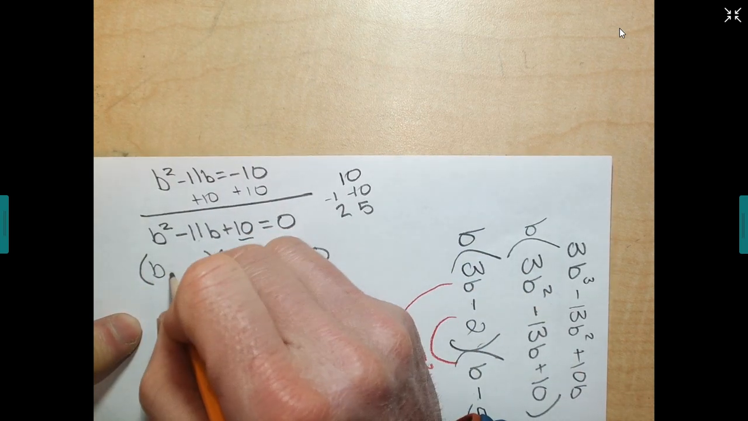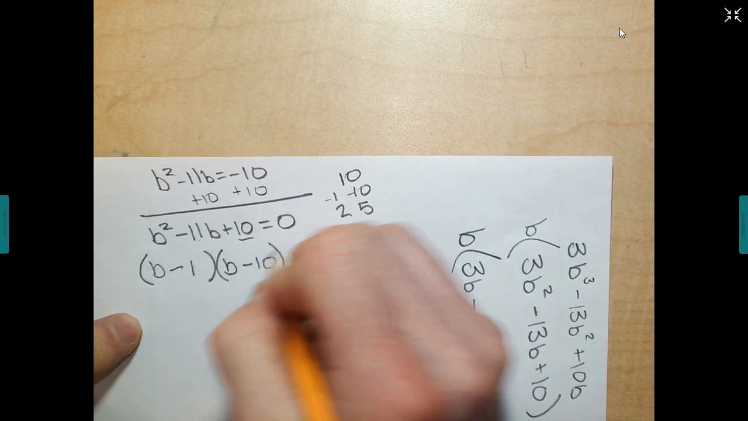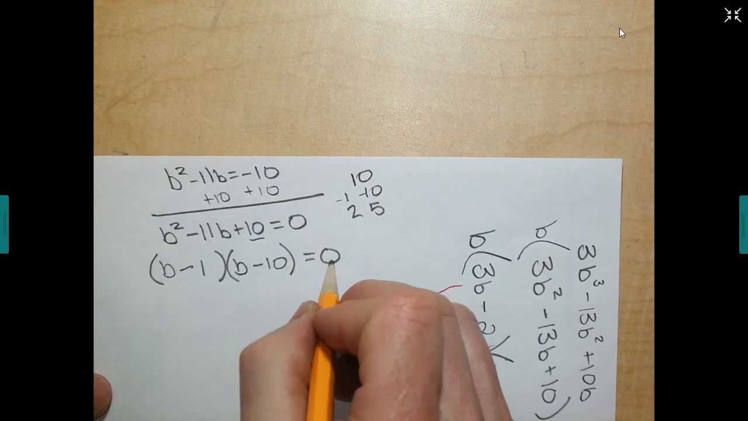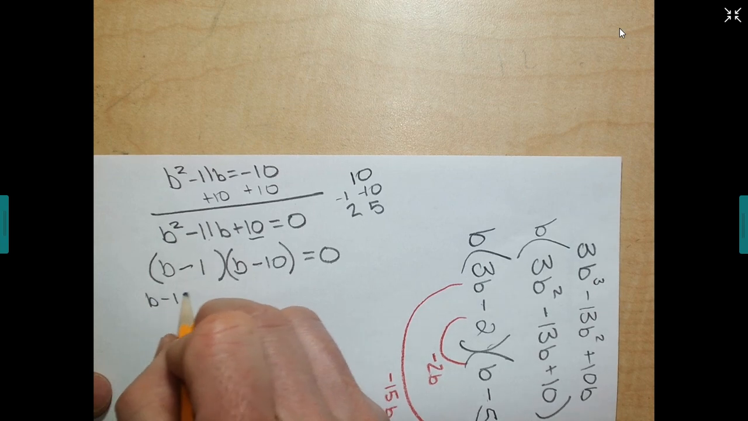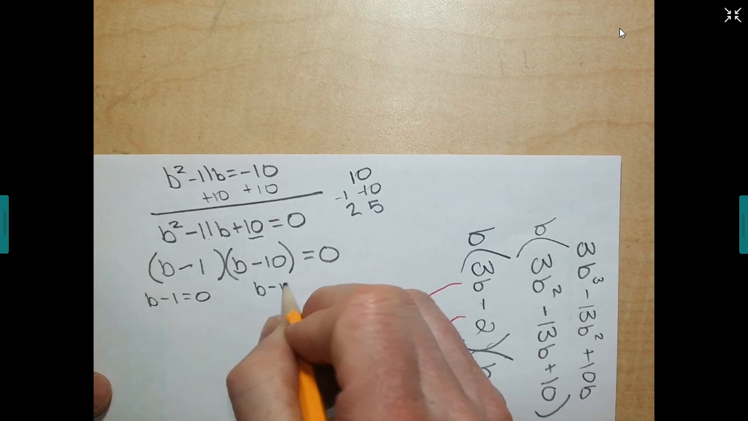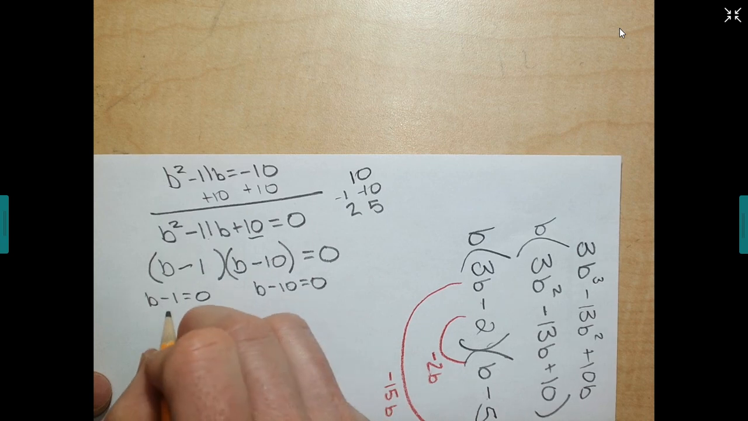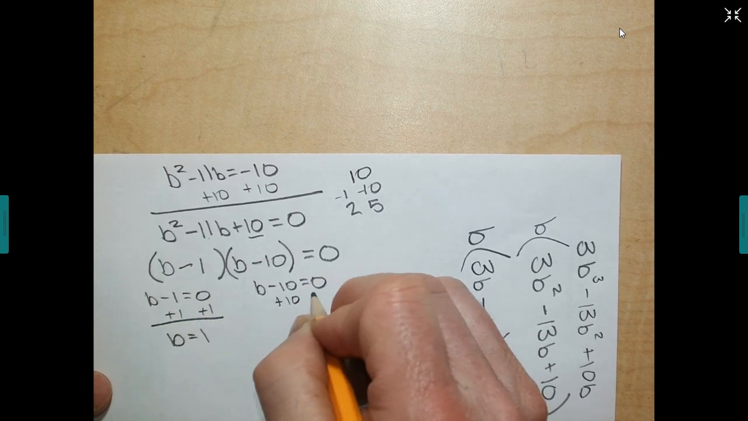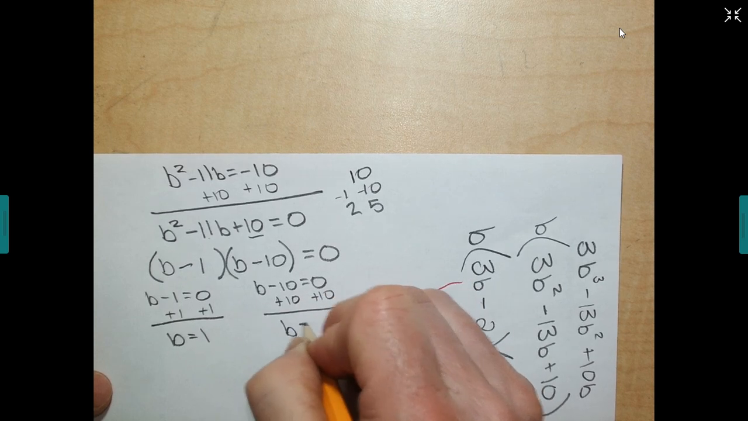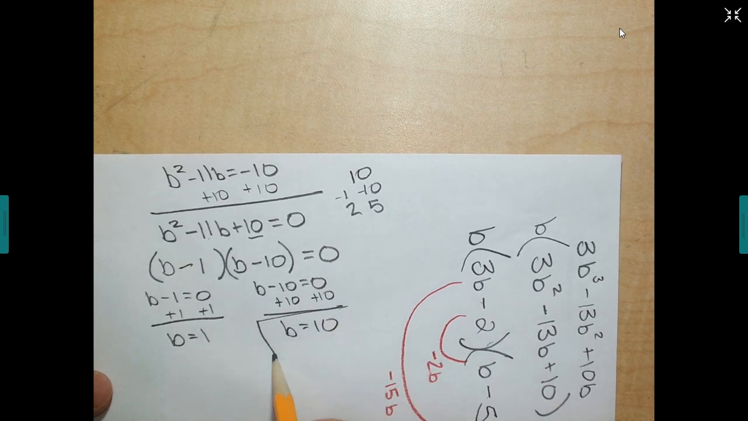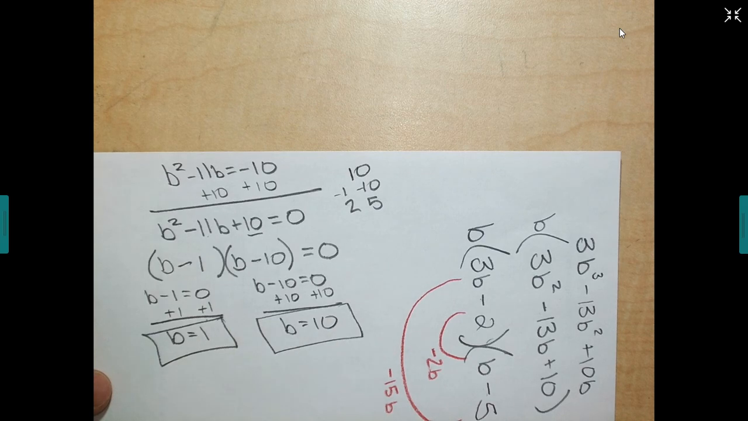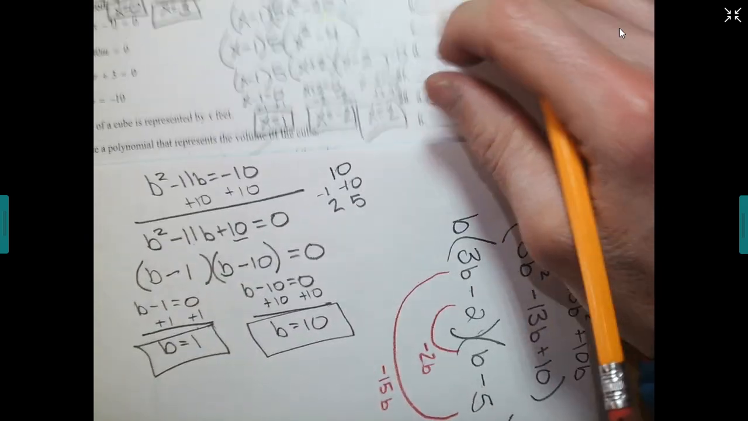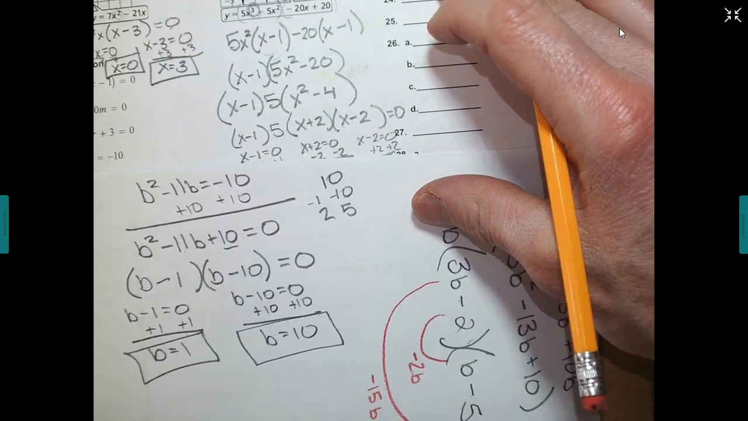Oh gosh, I forgot the b's. Negative 1, negative 10. Now I'm not done because it does ask me to solve. So I have b minus 1 equals 0, and b minus 10 equals 0. B equals 1, b equals 10. There it is. So what number was that? 25.